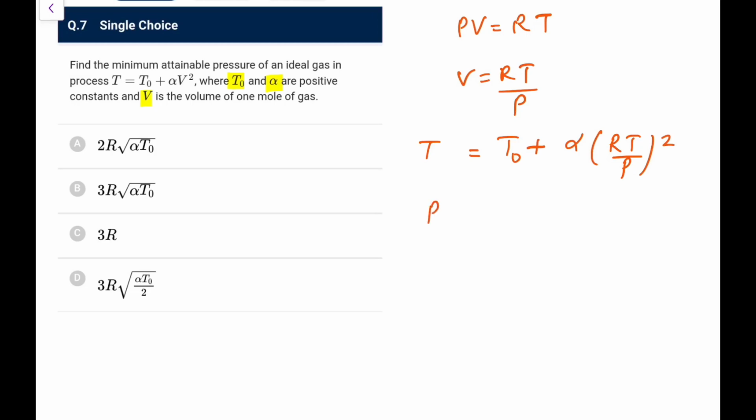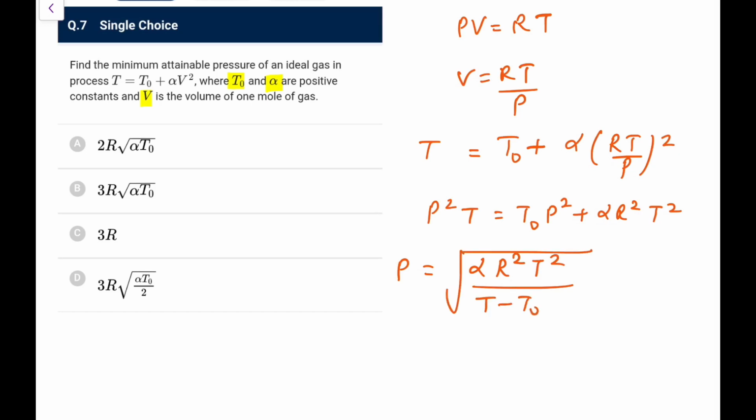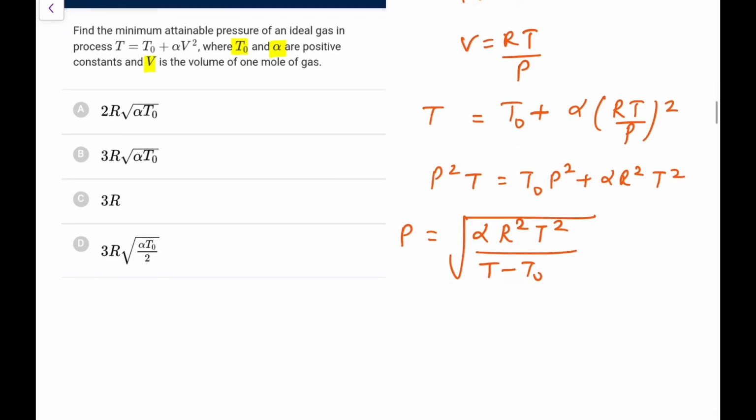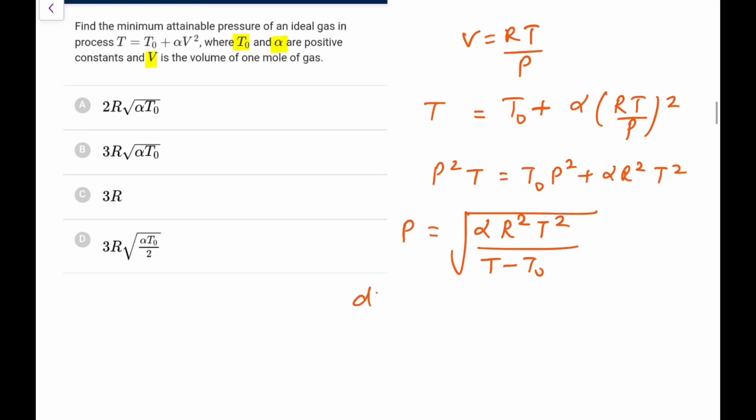So what we get now, this is P square T is equal to T0 P square plus alpha R square T square. That is what we are getting now. So pressure would be alpha R square T square upon, what we will be left with, T minus T0 whole root. That is what we are getting. So what would be the minimum attainable pressure in this particular case? Whenever it is minimum, the best thing is to differentiate it, because T is coming up and down. So what we do, dP by dT, just make it 0.